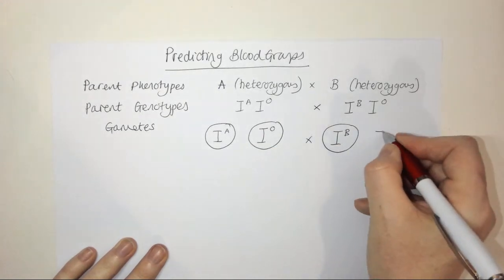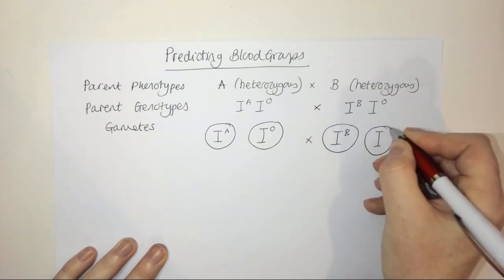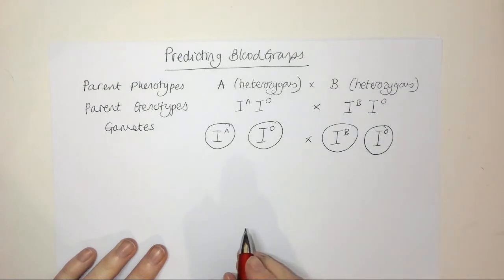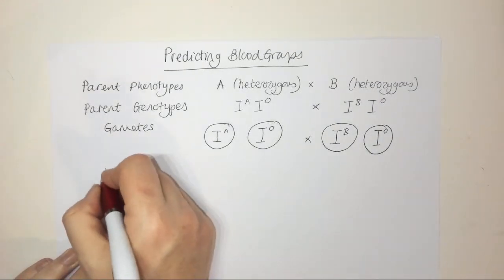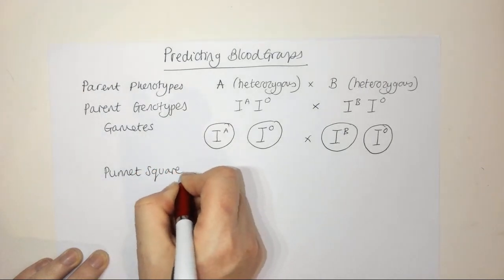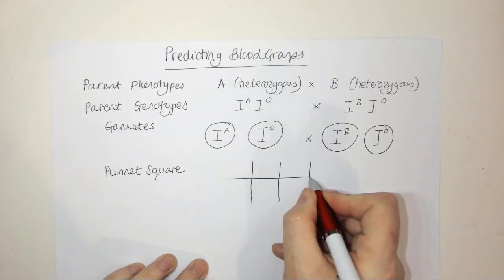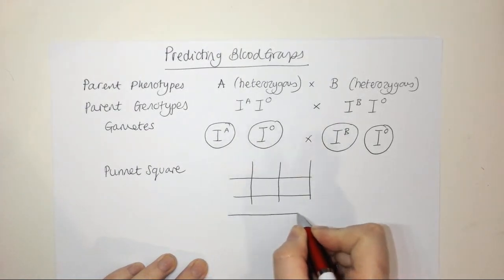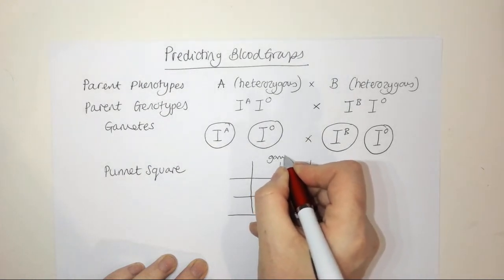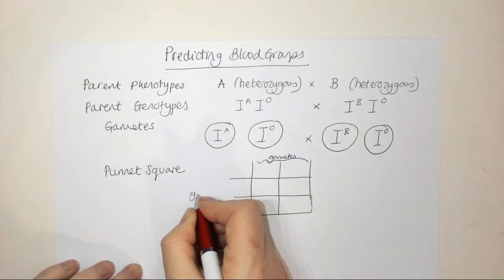Notice I'm keeping my I's as a nice capital with a top and a tail, so it's really obvious I'm doing the immunoglobulin representation of our Punnett square. Draw my grid. Gametes, I'm going to label it. Just in case I've got extra points for labelling, I'll pop it down there.